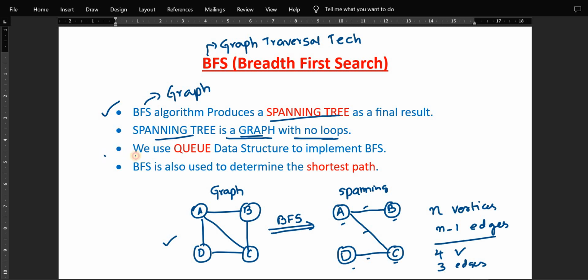Now, see the next point. We use the queue data structure to implement this BFS. So, in this process, we are going to take the help of a queue. Okay, and the last point, BFS is also used to determine the shortest path.